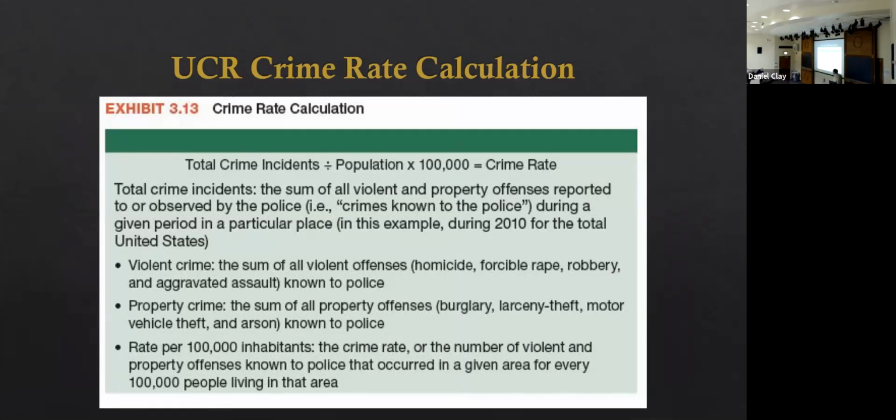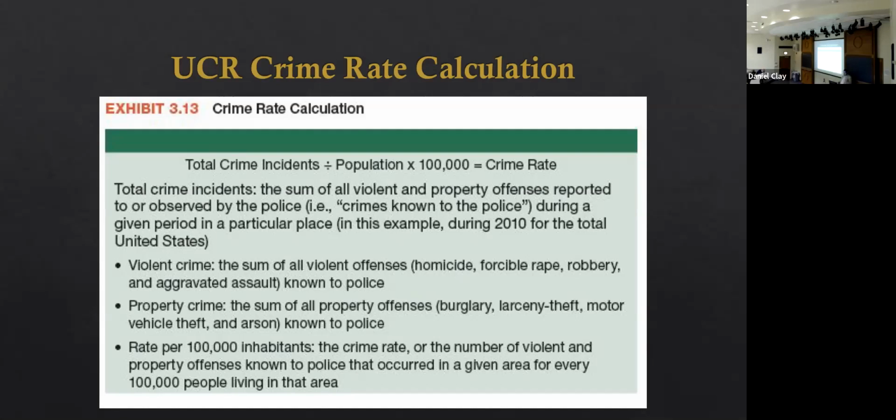Generally speaking, we report crime by dividing it by the hundreds of thousands in terms of population. So let's say we have 2 murders, and conveniently, we have a population of 200,000 people. We're going to say that there's 1 murder for every 100,000 people, right? That's what we get. We have total crimes divided by population times 100,000 gives us the crime rate.